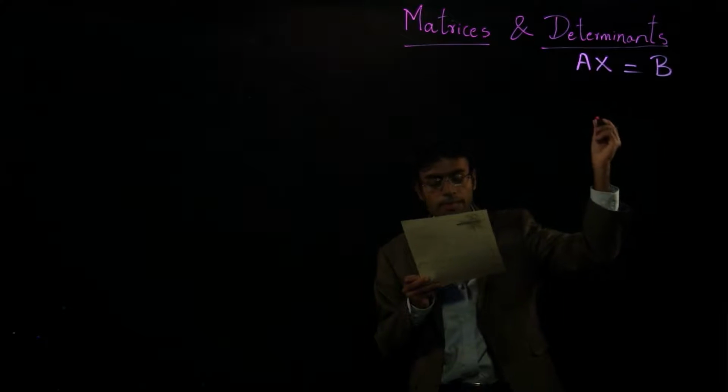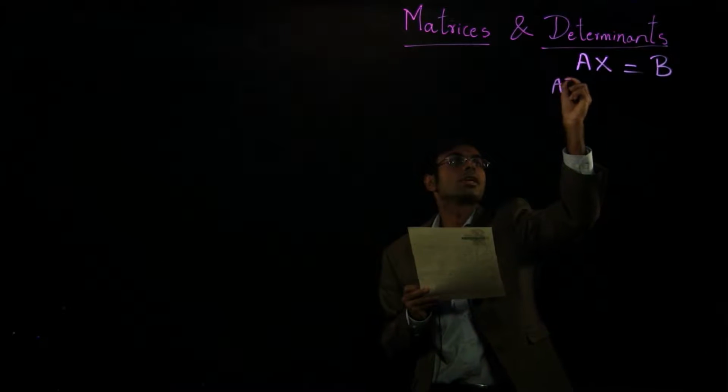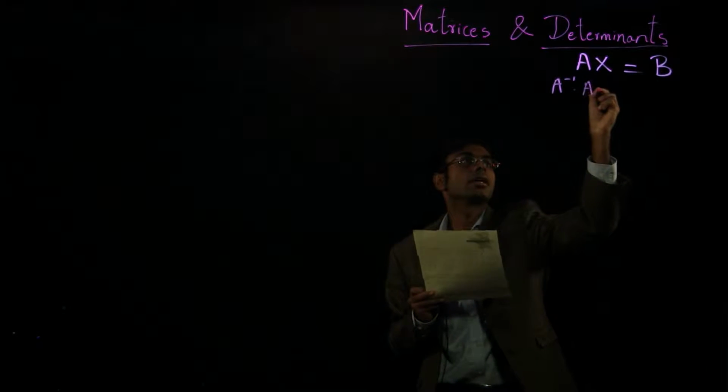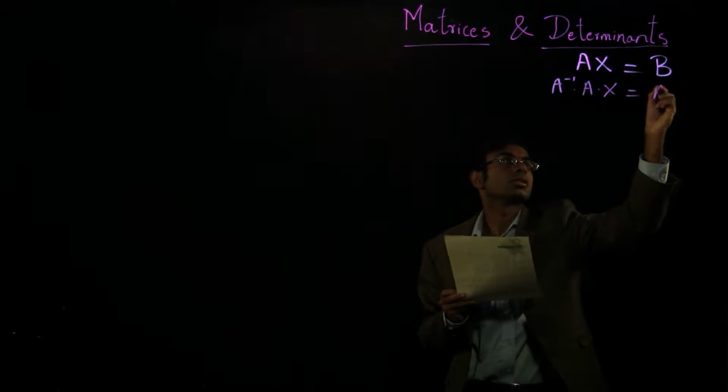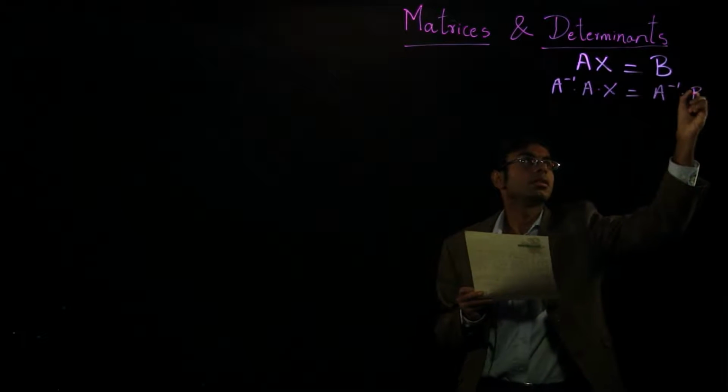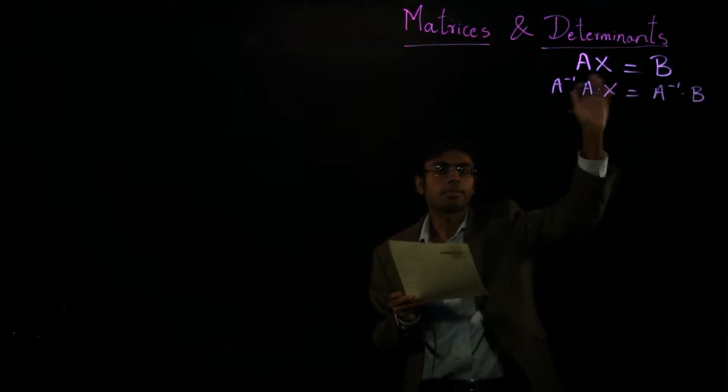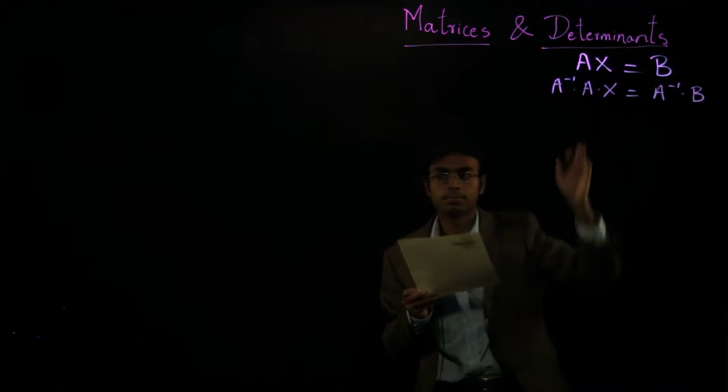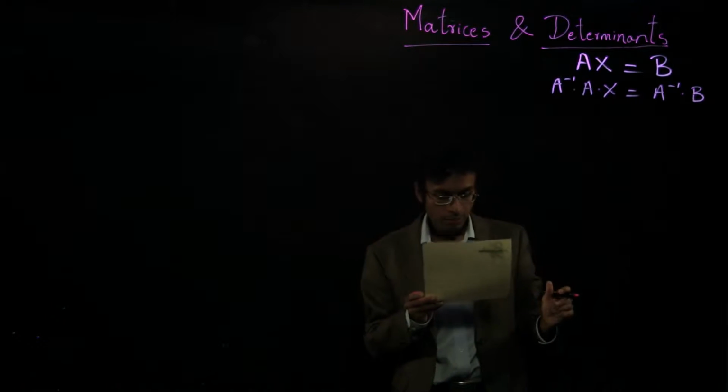So, the general matrix representation is Ax equals b. Pre-multiply it by A inverse. So, A inverse times A times x equals A inverse times b. You have to do the operation on both sides of the equation to keep the relation the same.